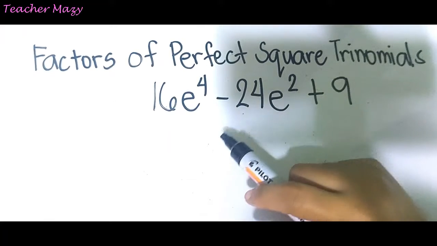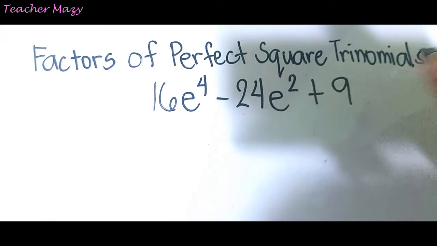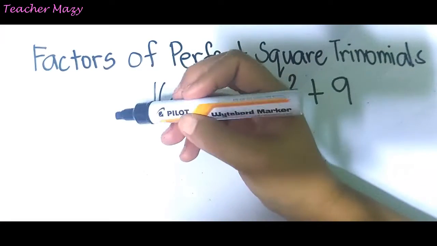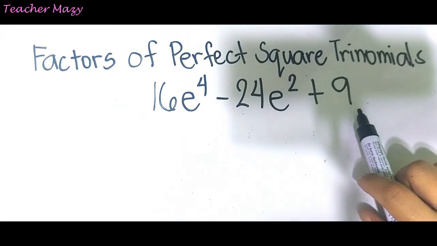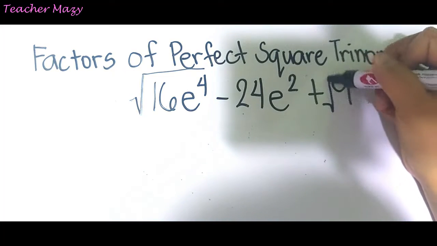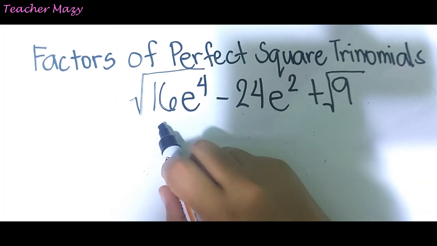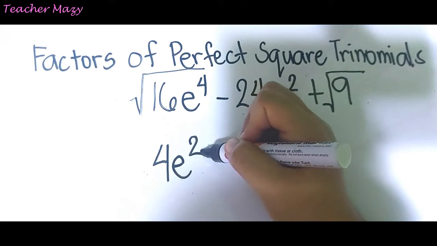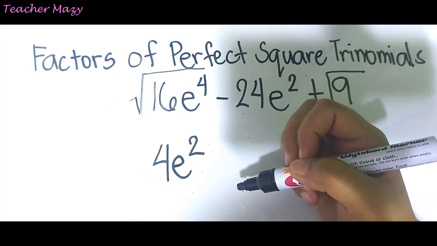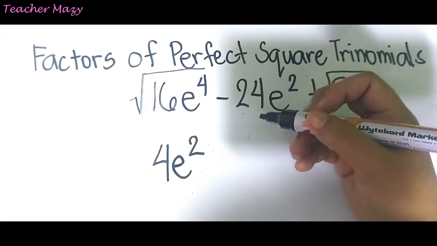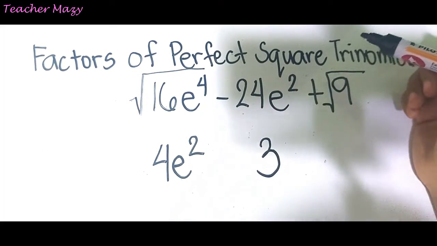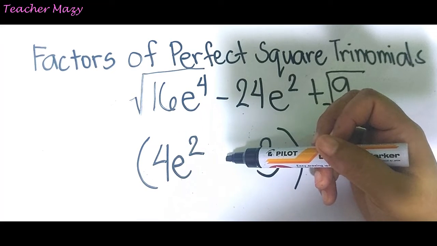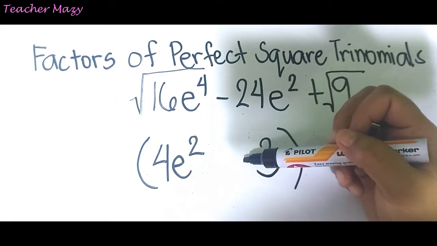Now that we know this given trinomial is a perfect square trinomial, let's apply the method of factoring it. How to factor it? First, we need to get the square roots of the first and last terms. The square root of 16e raised to 4 is 4e squared. Next, the square root of 9 is 3. And for the sign between them, use the sign of the middle term of the trinomial between these roots.